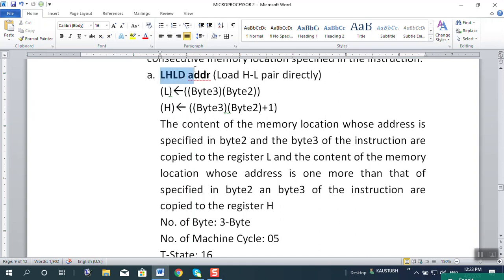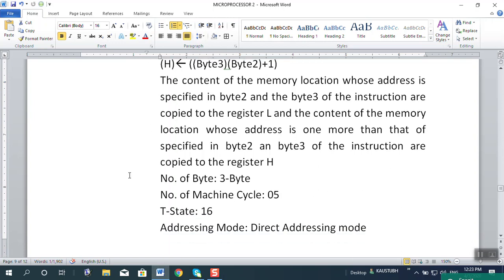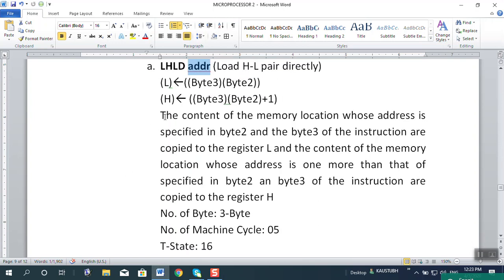So it is also a 3 byte instruction. The point to be noted here is you have to store your data in the memory in two consecutive memory locations, and the first address is specified along with the instruction. The second is automatically understood.